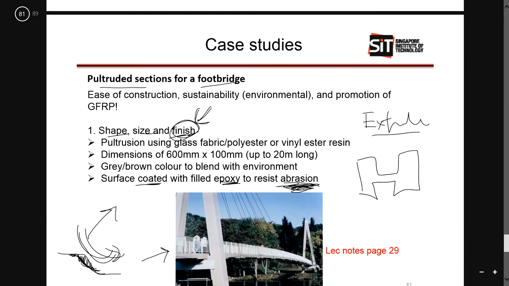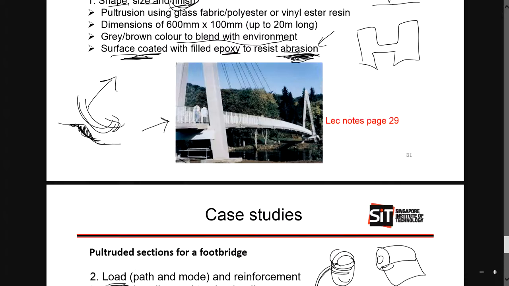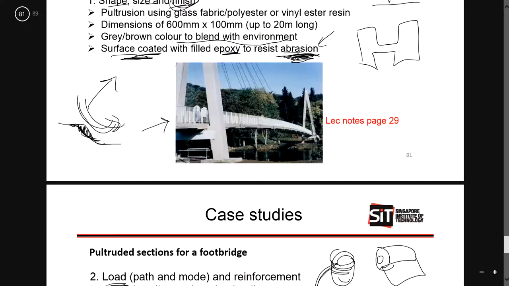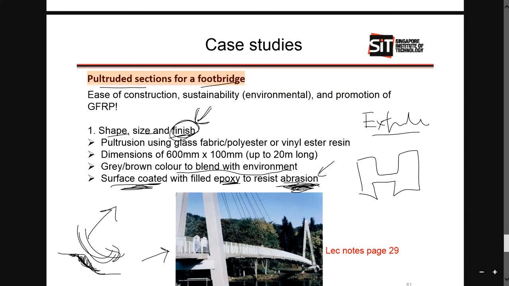And you require the surface coating, a very important one for abrasion. And color to blend with the environment. So these are the things that you should take note of. Okay, and I think this is it for the pultruded section for footbridge.